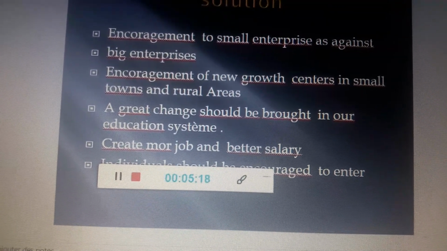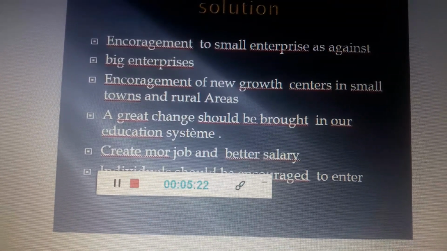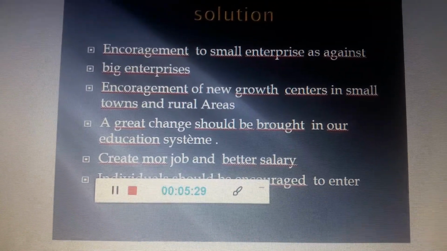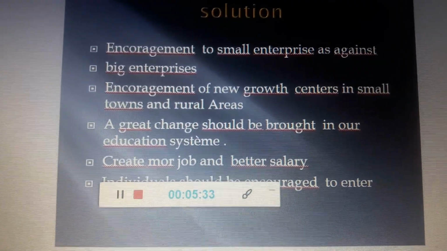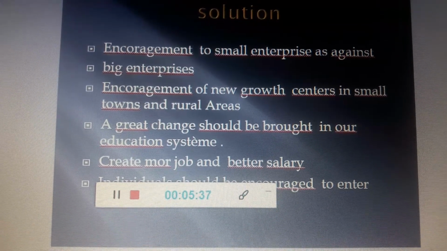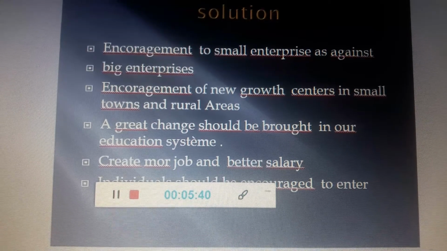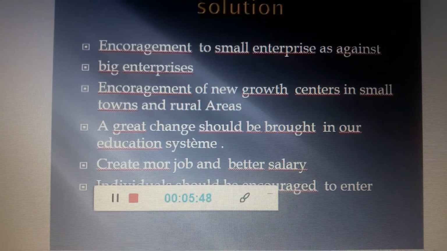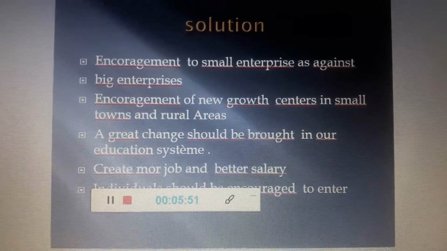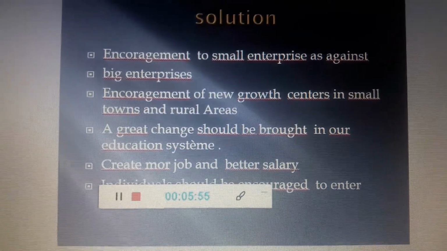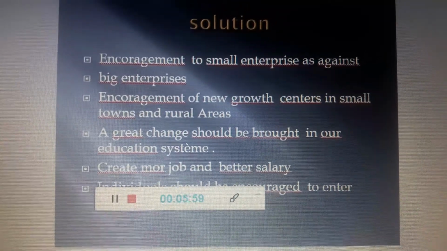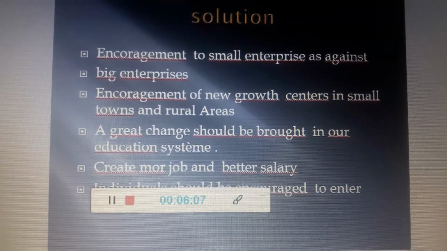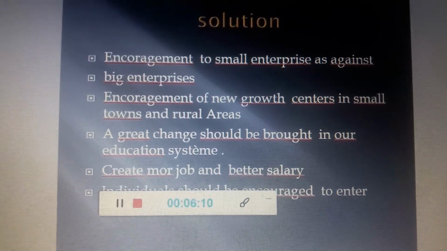Like I said before, we should give children the opportunity to choose what they want to become in the future, and create more jobs and better salaries. It is another necessary solution, because when you ask someone why they don't want to work, they say the salary is low and they don't like the salary. And the last thing is that individuals should be encouraged to enjoy work. We can encourage people through media, through encouragement by their parents, and also in school.